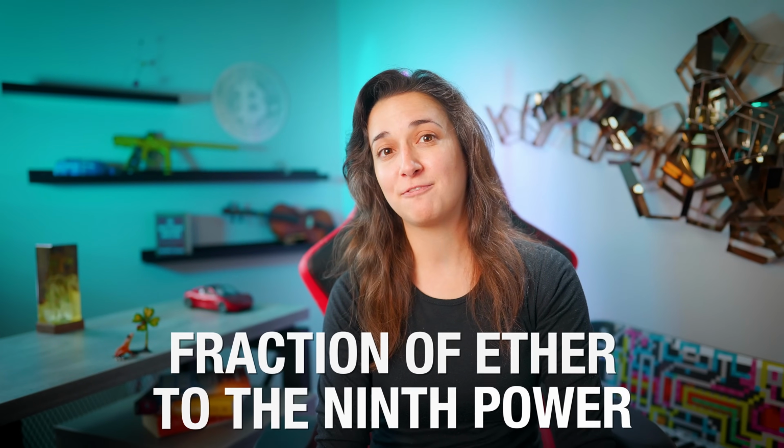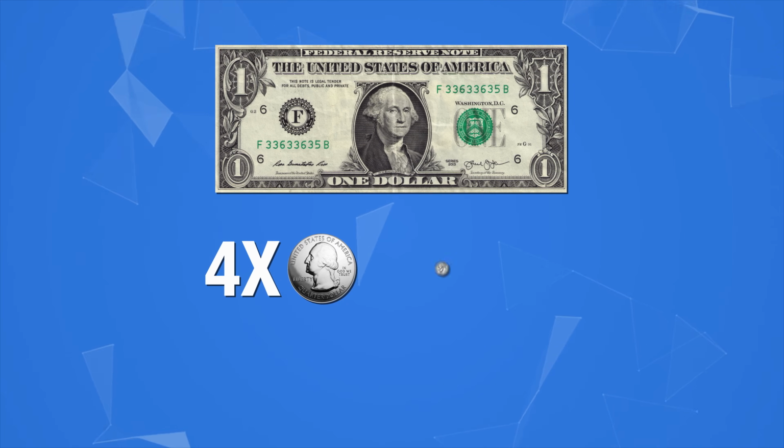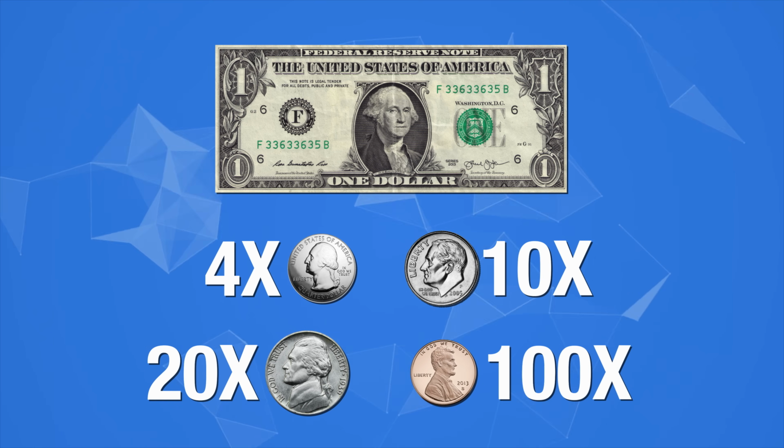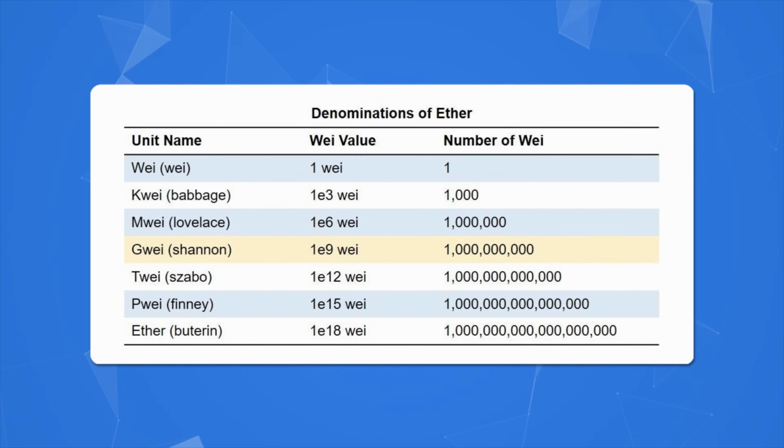GigaWEI, which is also referred to as nano Ether or just nano, simply represents a fraction of Ether to the 9th power. So we can think of GigaWEIs to Ether as pennies to the US dollar. Similar to how the US dollar has pennies, nickels, dimes, and quarters that represent fractions of $1 US, Ether has multiple denominations of fractional values, the smallest denomination being WEI.